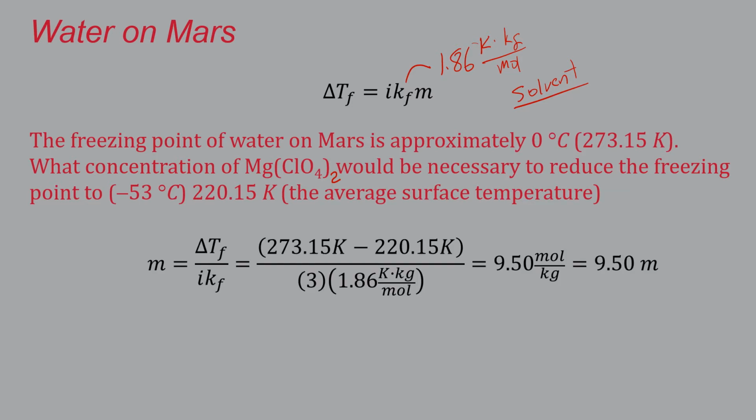All right. So we're going to rearrange this expression and solve for the change in concentration, sorry. And our change in temperature is, the way you think about it, we want the initial freezing point for the pure water, which is 273.15, to get down to 220.15 Kelvin. We have an i factor of 3 for this because we get 1 magnesium, 2 chlorates, and 1.86 kilograms Kelvins per mole. So let's do the dimensional analysis.